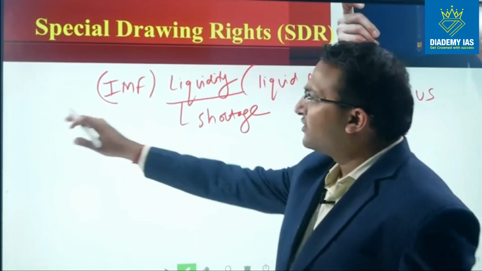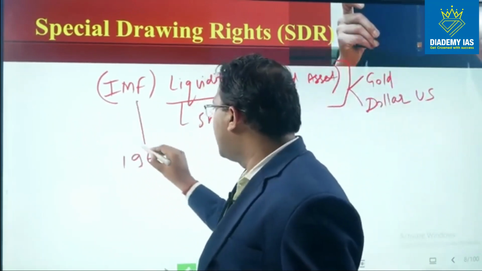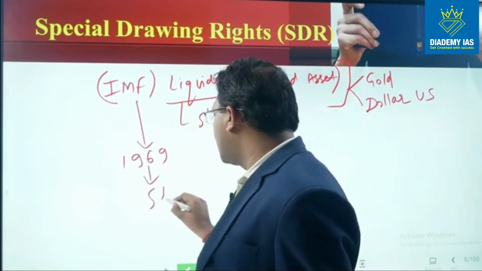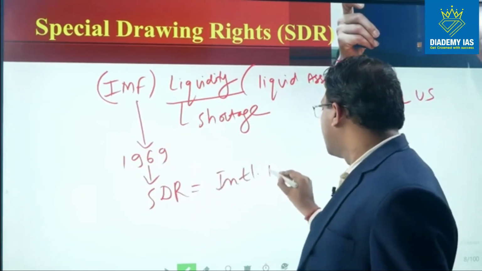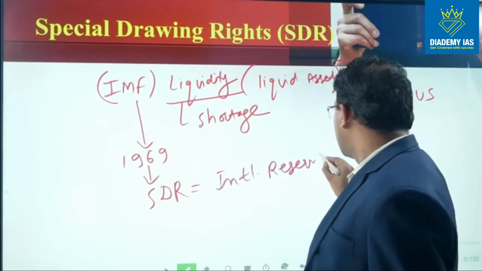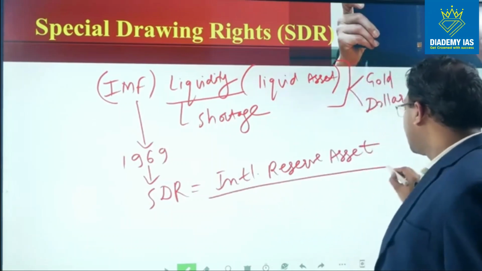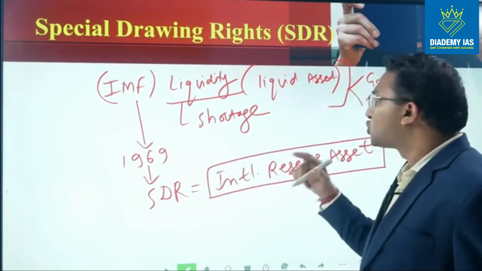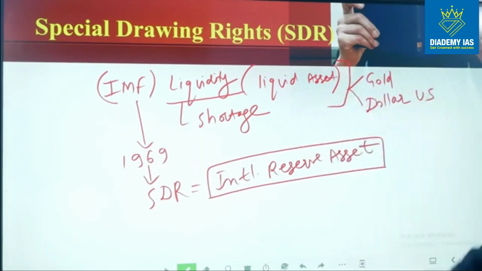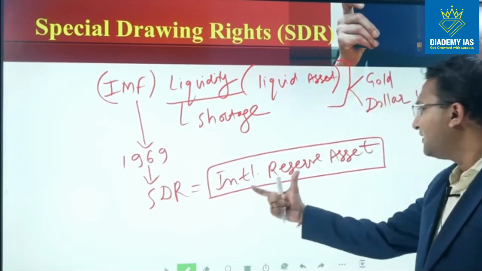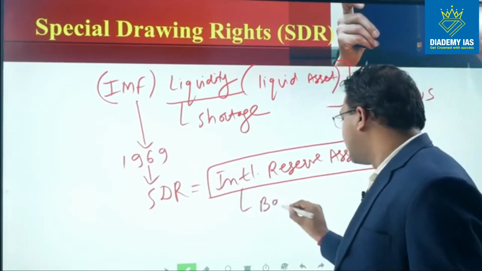Because of this liquidity crisis, in 1969, the IMF established the concept of special drawing right as an international reserve asset. So this international reserve asset was created to solve the liquidity problem which arose because of the shortage of gold and US dollar. Under this international reserve asset, the concept of the basket system was introduced.